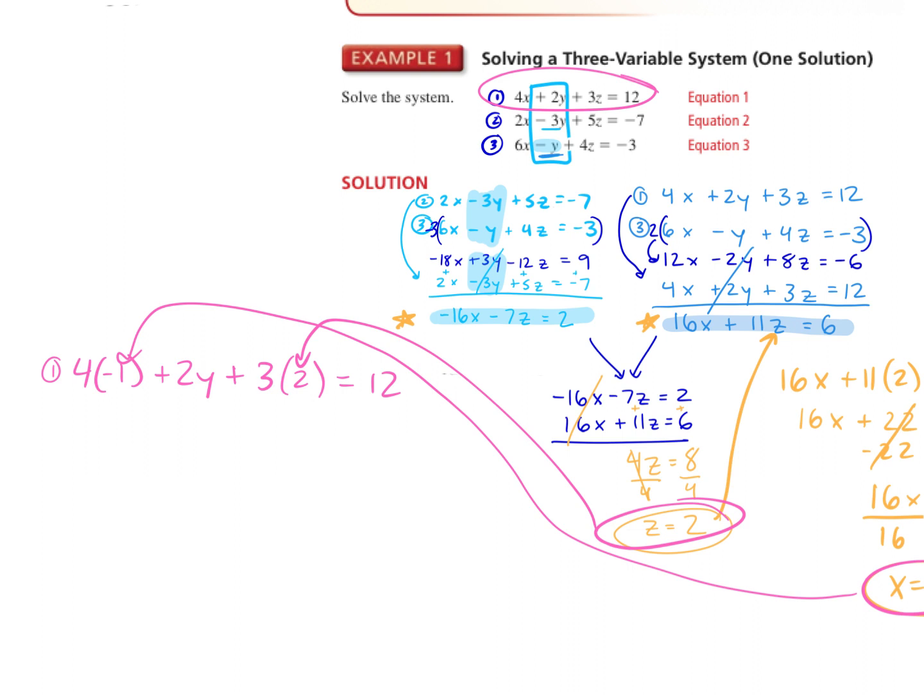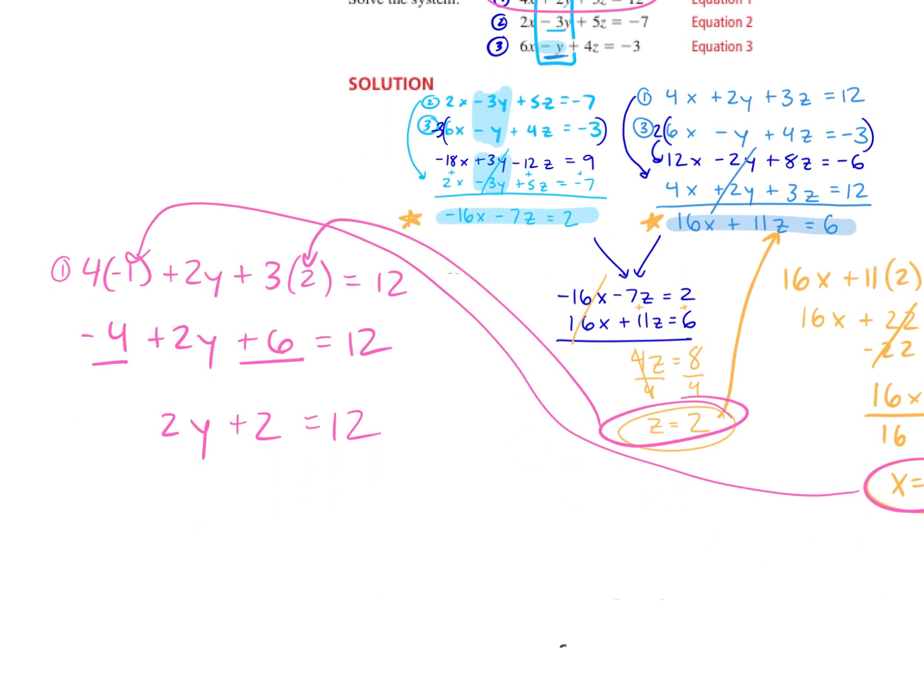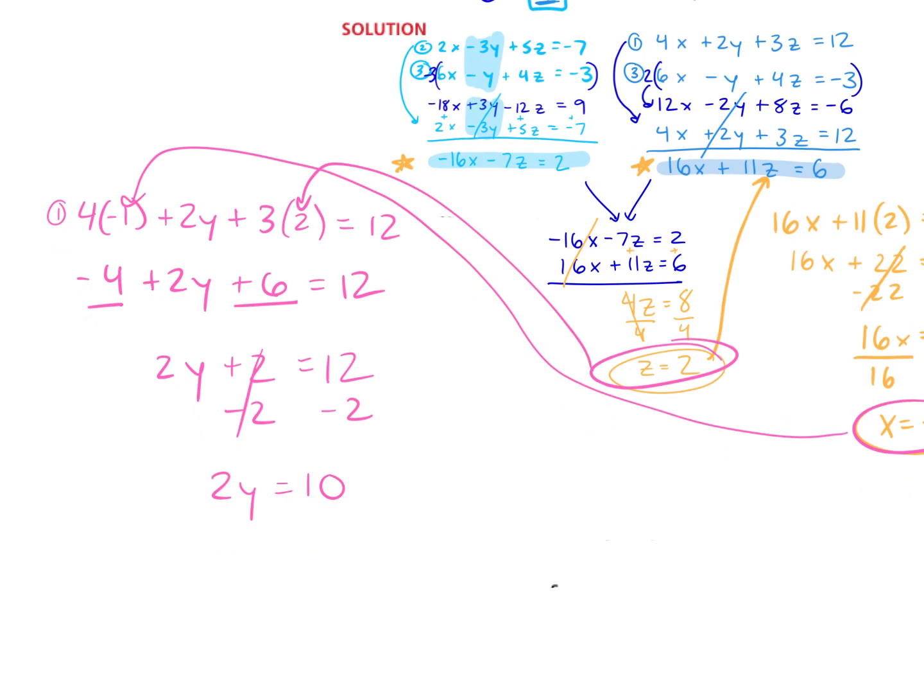Now let's multiply. So you have -4 plus 2y plus 6 is equal to 12. What would I do next? I'm going to combine my like terms on one side. So -4 plus 6 would be 2. And then what? Now subtract 2. So 2y is equal to 10. And lastly, divide by 2. So y is equal to 5.